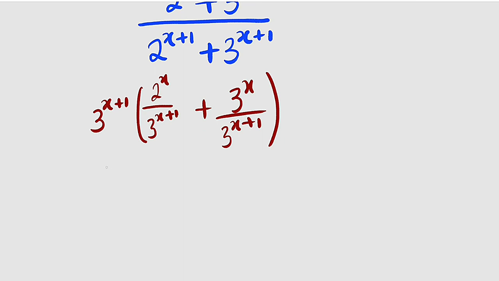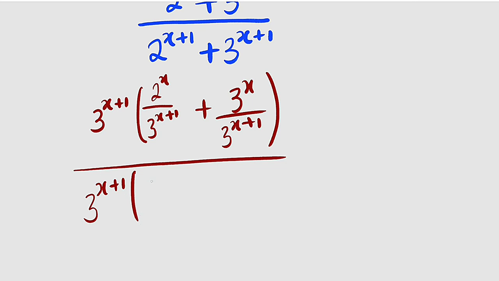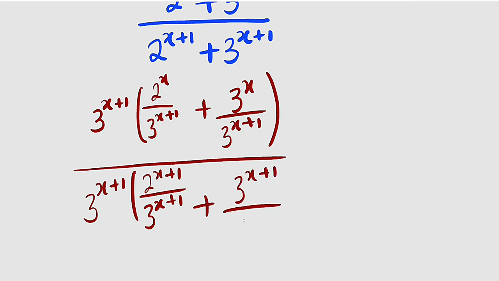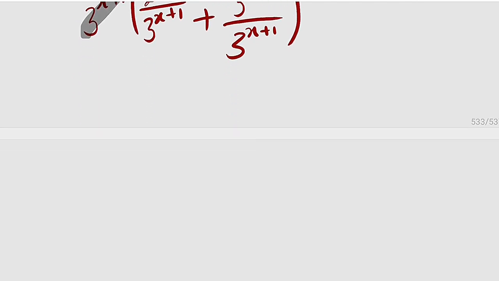Then for the denominator, we do the same thing. 3^(x+1) outside. Inside, we have 2^(x+1) divided by 3^(x+1), then plus 3^(x+1) divided by 3^(x+1). From here, you can see that our factors will cancel, right? All we have are this and this. Let us simplify them again. We have 2^x divided by 3^(x+1).